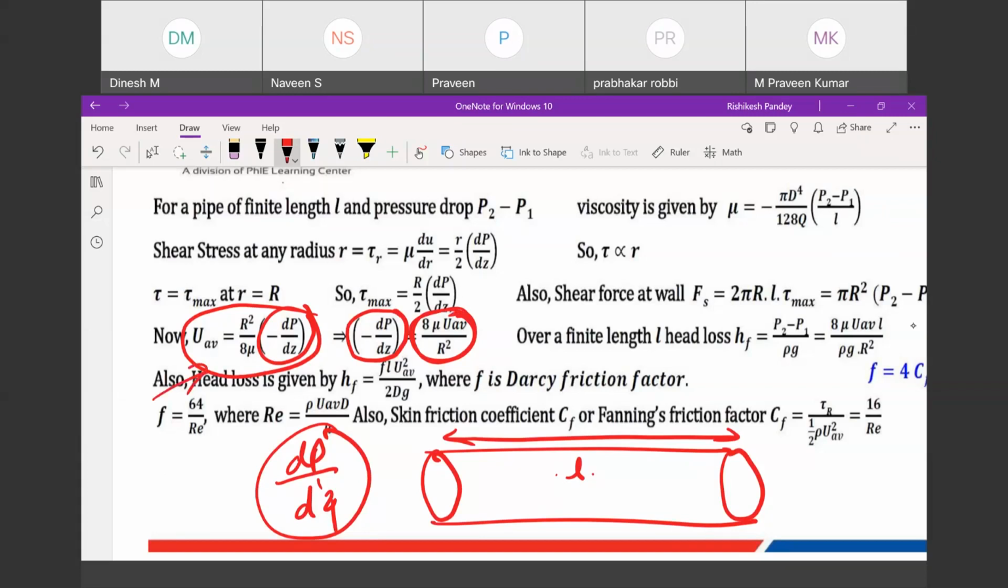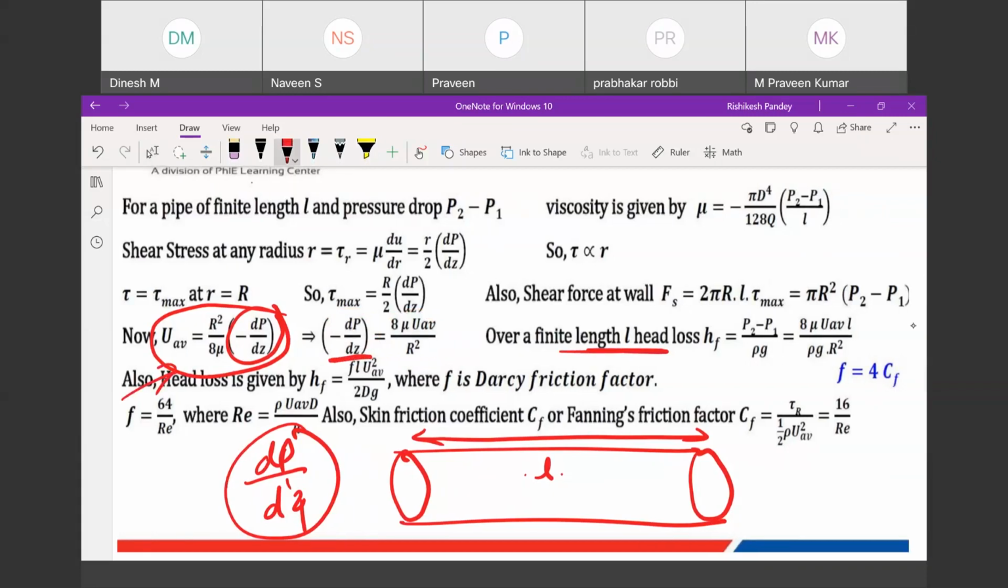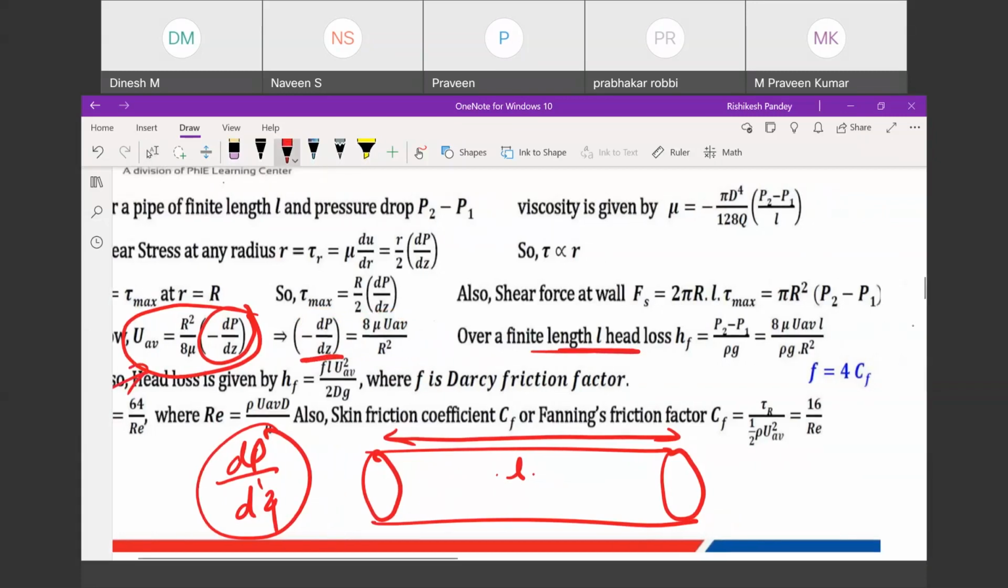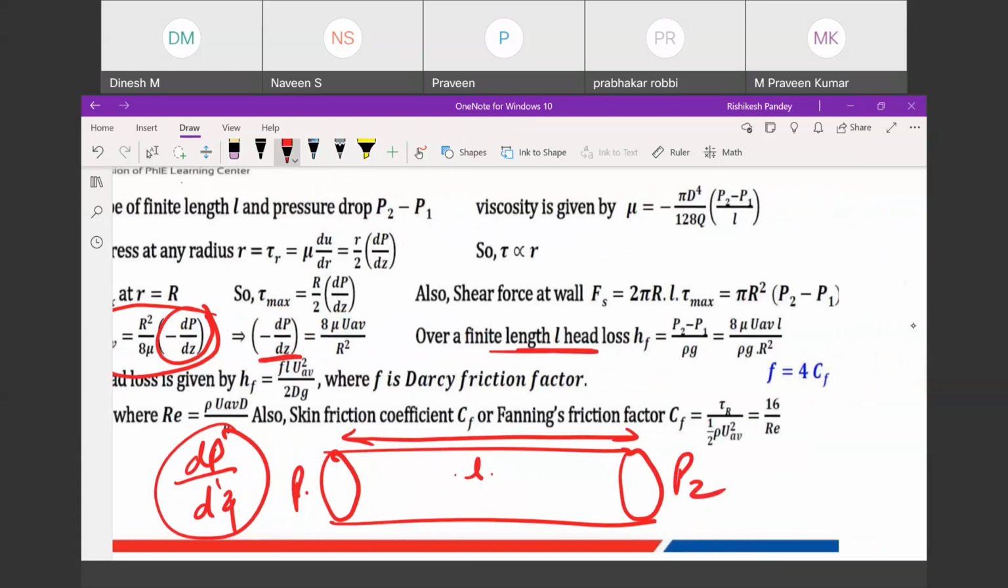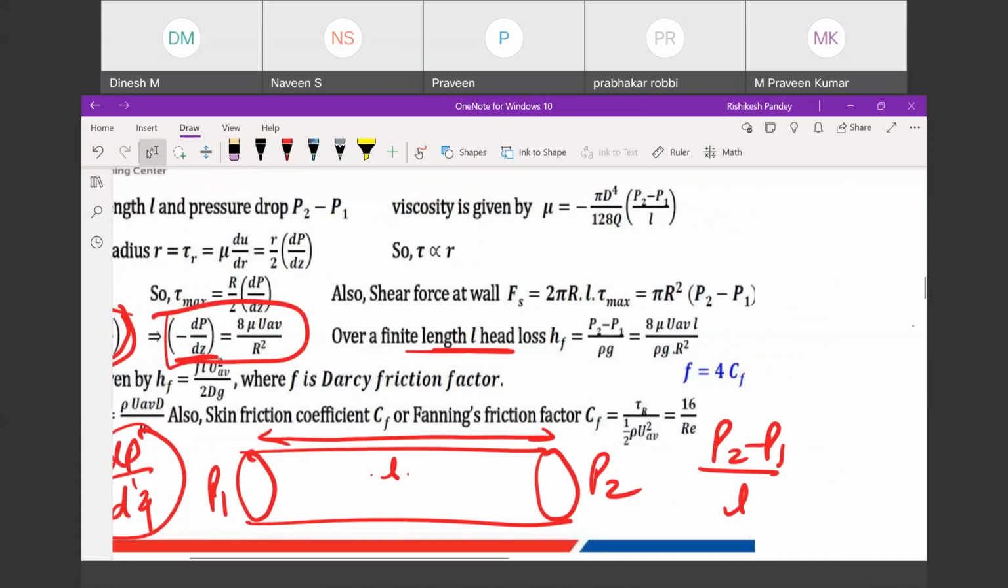This is the first thing. So for finite length L, see, this is for small length dz. For finite length L, the pressure gradient will be what? P2 minus P1 by L. From here I am writing P2 minus P1 by L is equal to, on the right-hand side, 8 mu U average by R square. Simple. Okay.